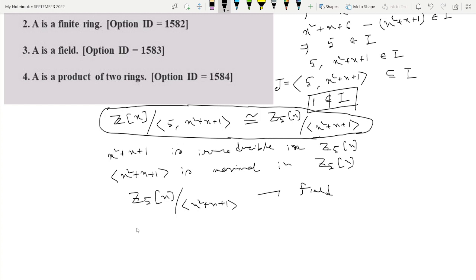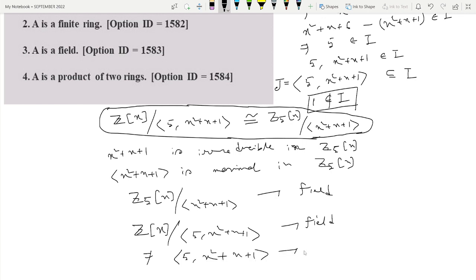So the ring on the left side, Z[x] by the ideal generated by 5 and x square plus x plus 1, is also a field because these two are isomorphic rings. Since this quotient ring is a field, the ideal generated by 5 and x square plus x plus 1 is a maximal ideal. So this is a maximal ideal in Z[x].